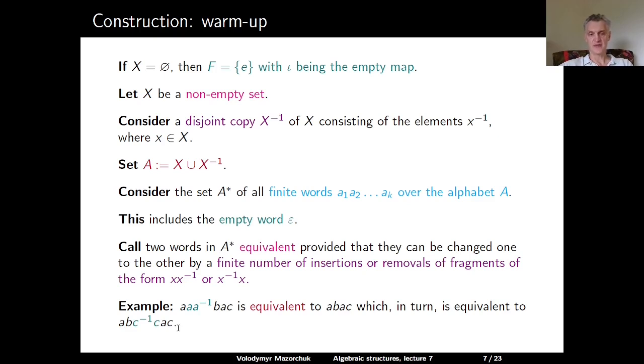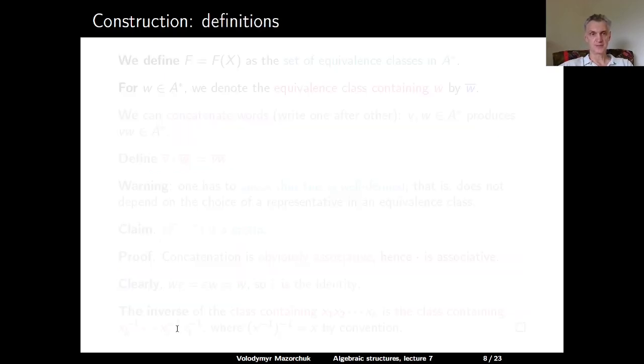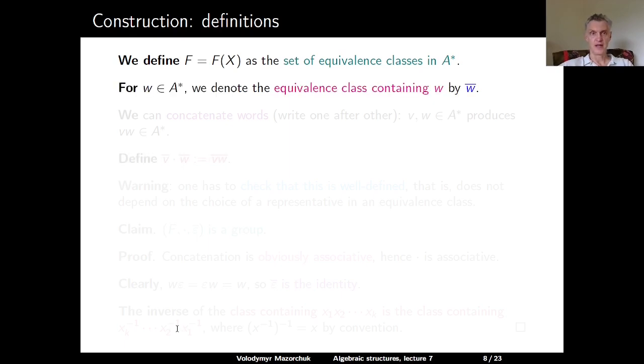So this defines an equivalence relation on A*, and we define the free group over X as the set of all equivalence classes in A*. For a word w in A*, we denote the equivalence class which contains this word by w overlined.